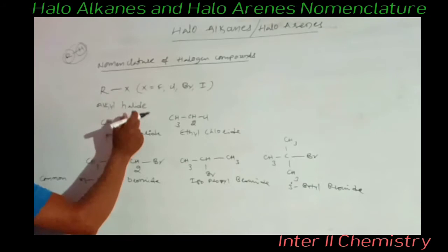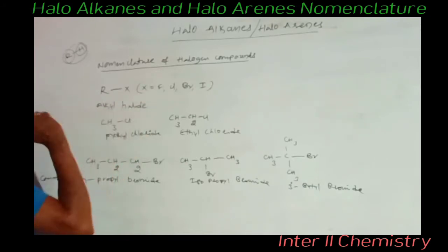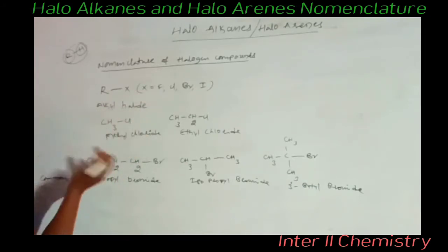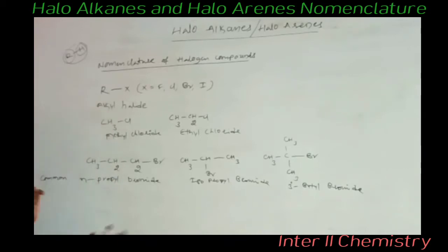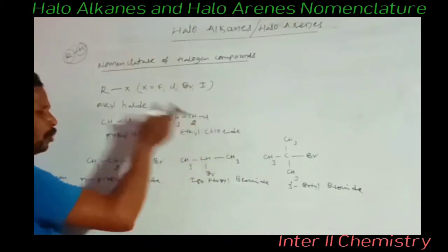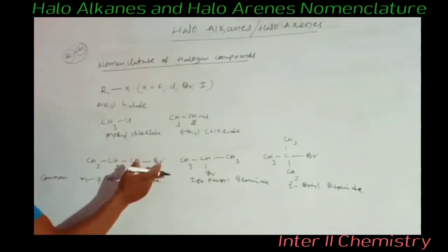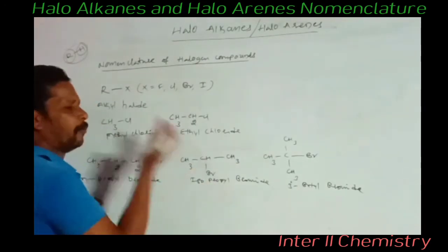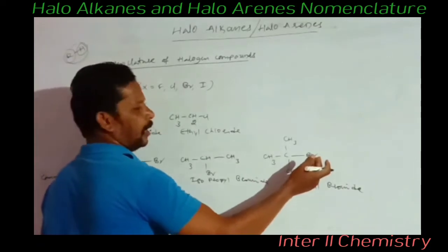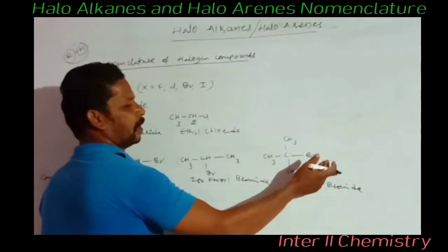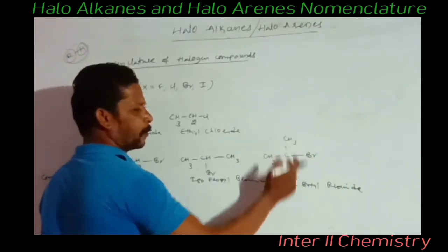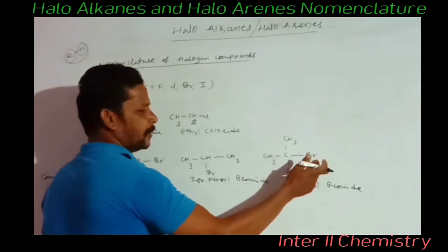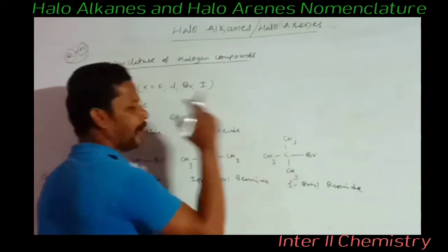But on removal of one hydrogen, a halogen is added. So it is called chloromethane. It is also called chloroethane. It is also called bromopropane. So it is 2-bromopropane. You consider it a propane only. So this is bromomethyl propane.